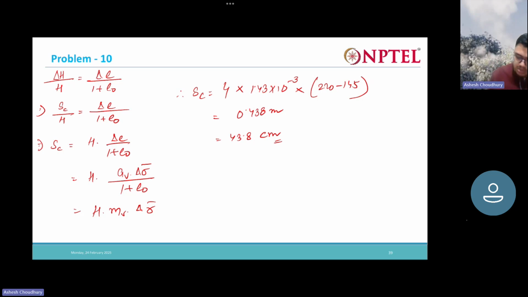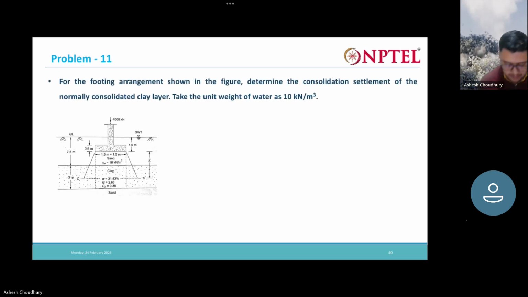Okay. Now let us come to the next. For the footing arrangement shown in the figure, determine the consolidation settlement of the normally consolidated clay layer. Take the unit weight of water as 10 kilonewton per meter cube.